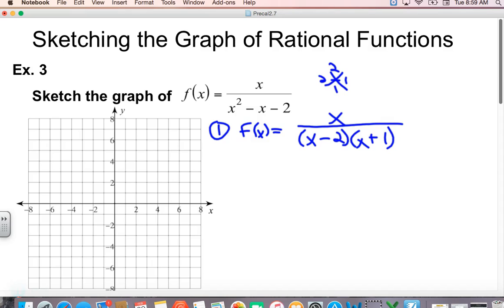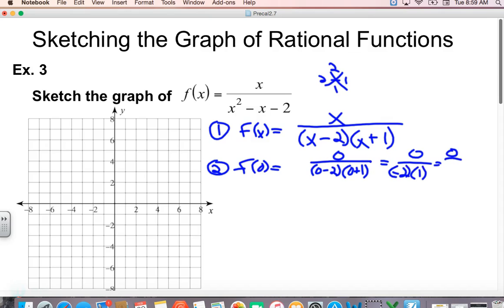Okay, so that's simplified. Second step, to find the y-intercept. If I plug in 0, I got 0 on top. Down the bottom, I got 0 minus 2, 0 plus 1. So it's going to be 0 over -2 times 1, or 0 over -2, which is just 0. So I've got a y-intercept at 0, and plot that. Step 3, set the numerator equal to 0 to find the x-intercepts. x equals 0. All right, so the x-intercept's also 0. We already got that point plotted. Your x-intercept and y-intercept are at the same spot this time.